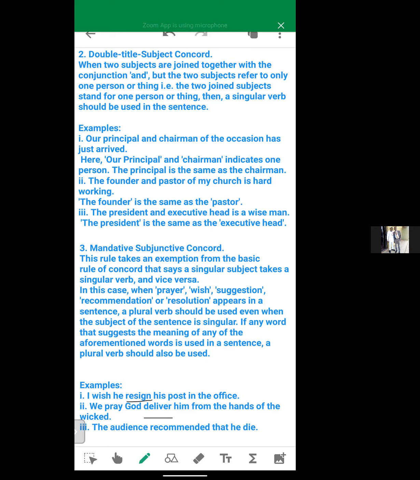Now look at this first one. Wish is used. Pray is used. Then the third one, recommended. That's recommendation. So when any of these five words that we mentioned in this principle is used, then a plural verb must be used for them. I wish he sing in the church, not he sings in the church. I wish he sing in the church tomorrow. I pray God make me see tomorrow.